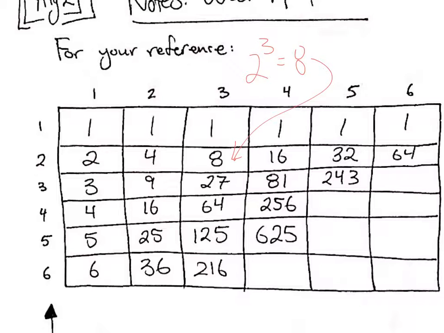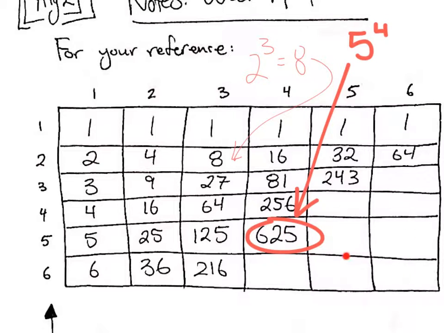If we were to take a look at the 625, that is 625 because 5 to the fourth equals 625. So 5, the base, to the fourth equals 625.